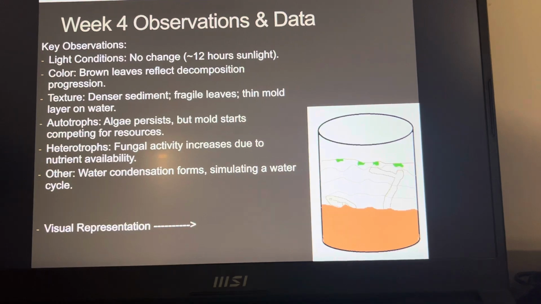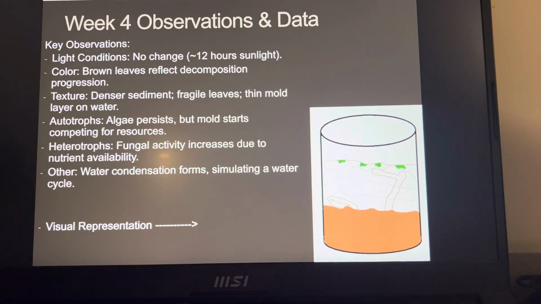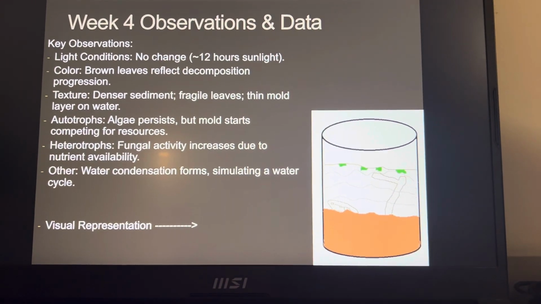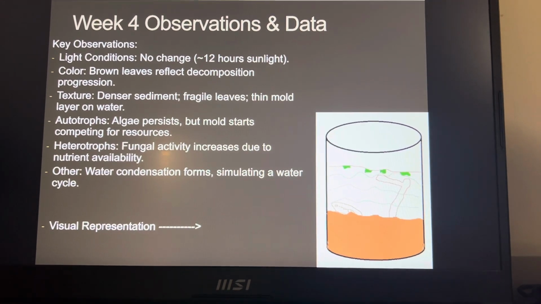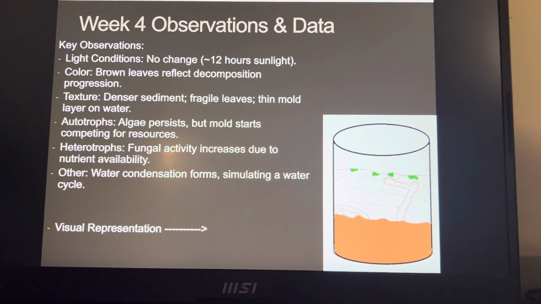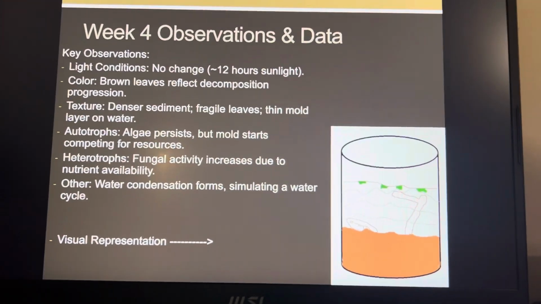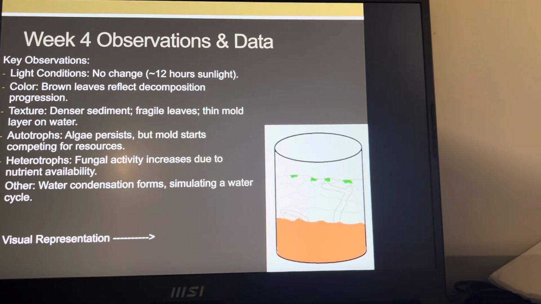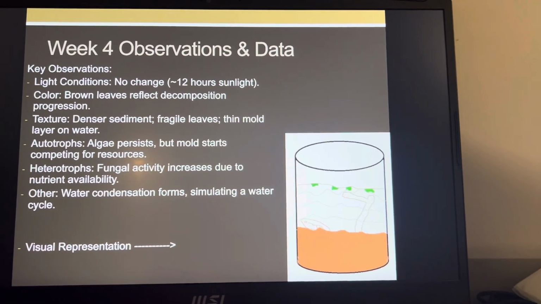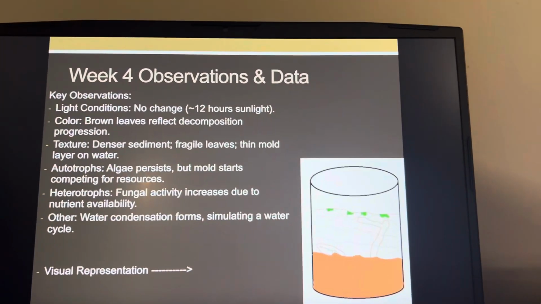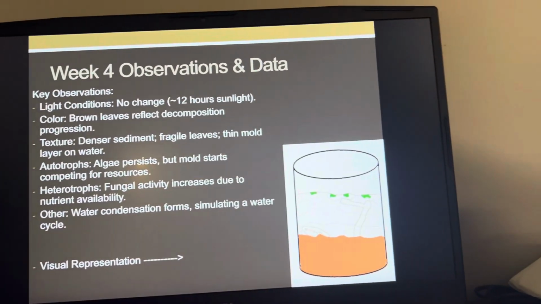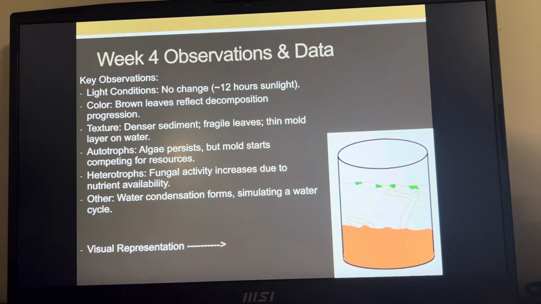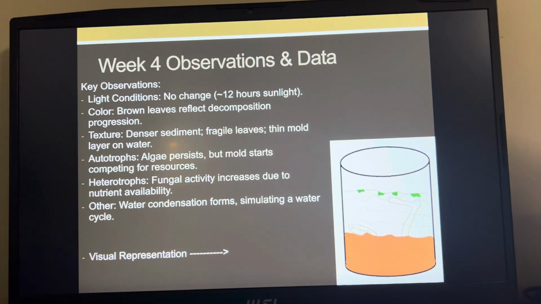During week 4, I noticed that the leaves turned a deep brown color, signaling their advanced stage of decomposition. By this point, the leaves were breaking down almost completely, enriching the sediment with organic material. A thin layer of mold appeared on the water's surface, indicating increased fungal activity in the microcosm. Interestingly, I also observed water condensation forming on the interior walls of the bottle, which mimicked the natural water cycle. This demonstrated how even in a closed system, evaporation and condensation could occur, further simulating real-world ecosystem processes.